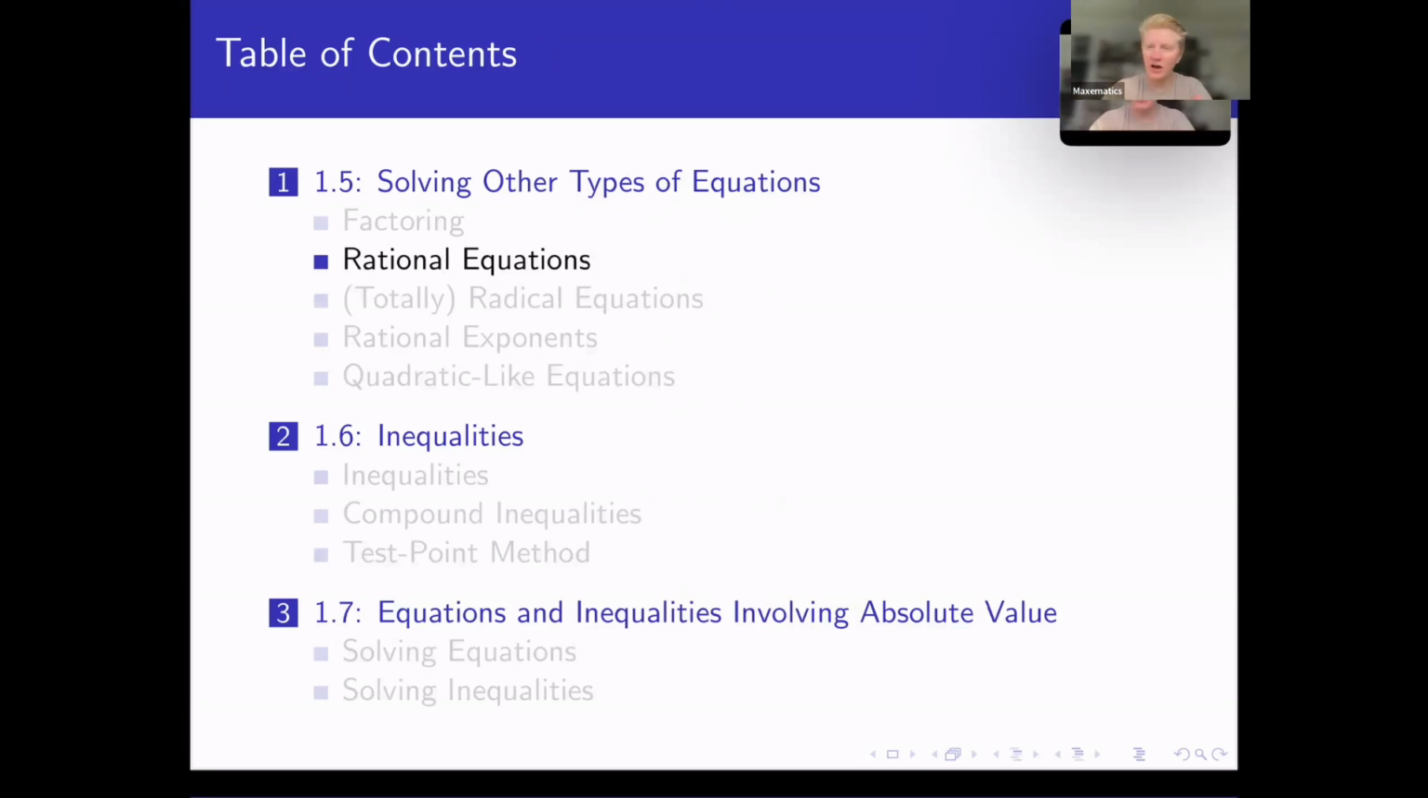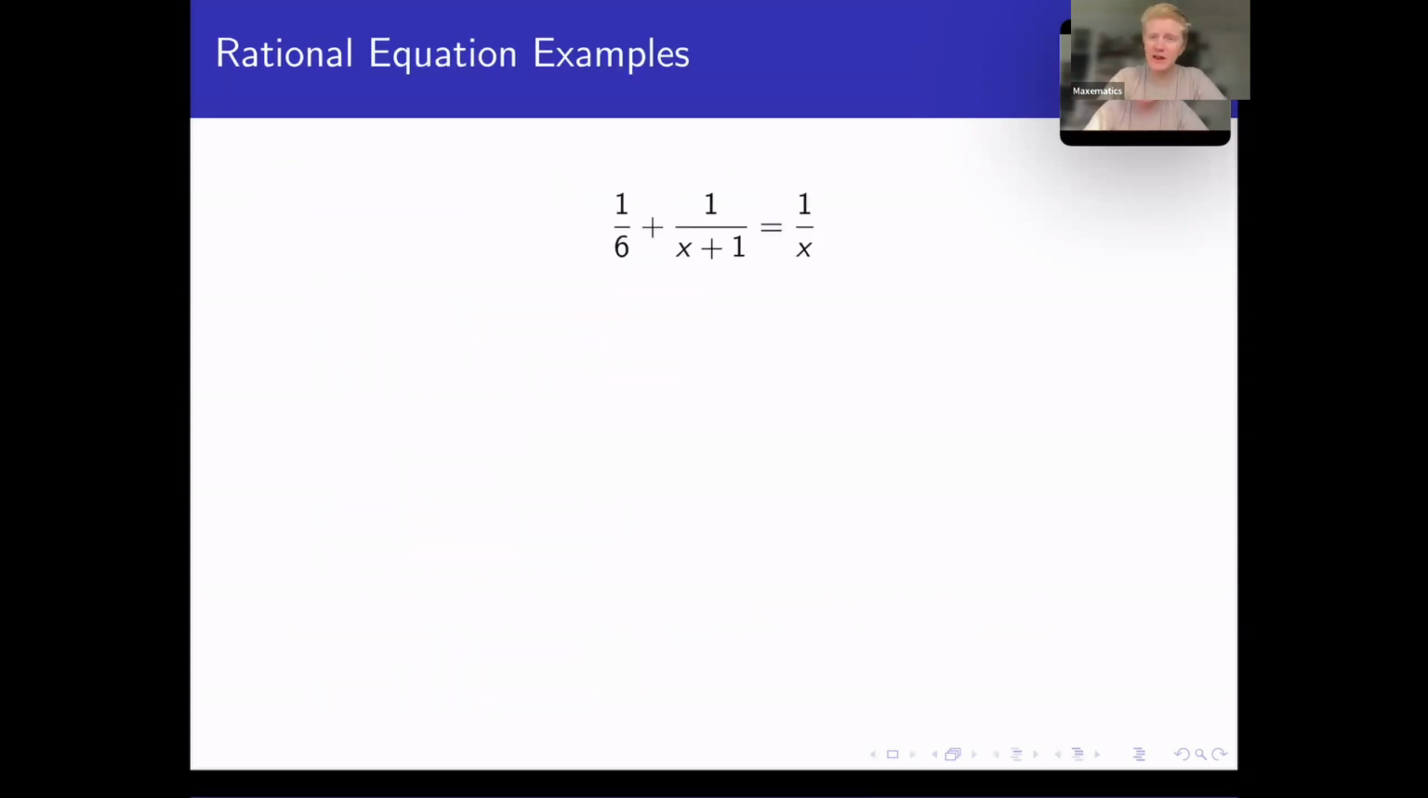But let's get into all other different types of equations, things that we have worked with before, but maybe not necessarily have solved before. Okay, so let's do some rational equations. And rational equations, well, rational numbers are numbers that are fractions. Rational equations are just equations that are fractions. So we have 1 over 6 plus 1 over x plus 1 equals 1 over x.